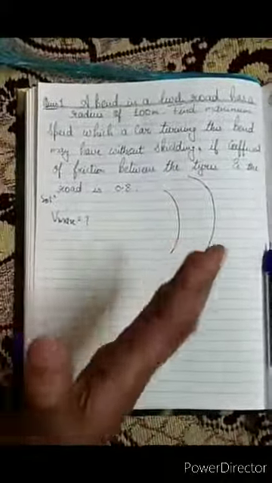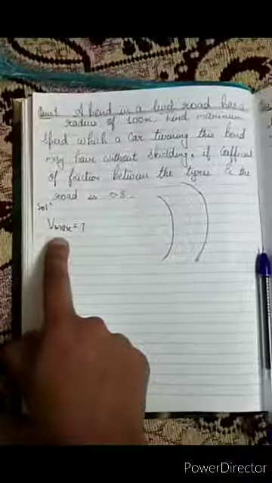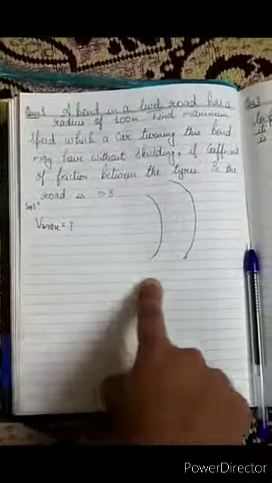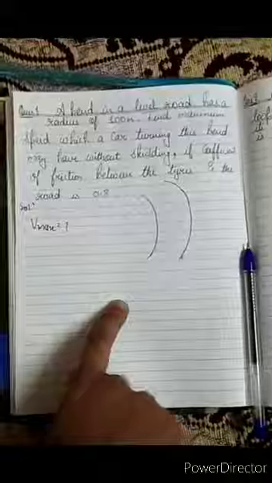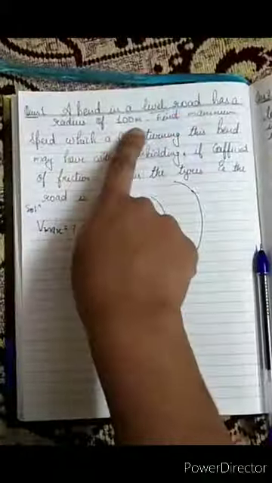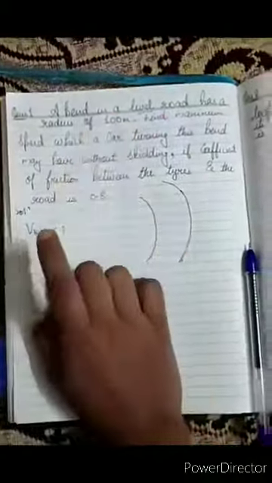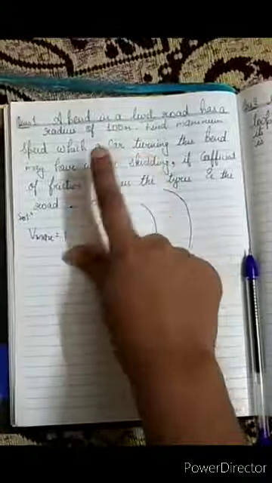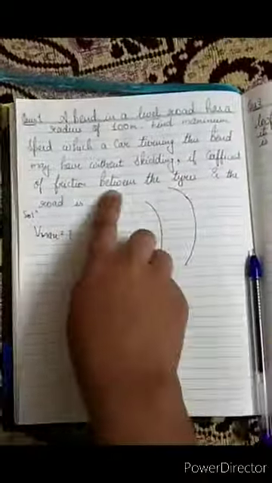Look friends, students, if you want to find V maximum, it means you have to take a large radius. If V is small, V is minimum, it means radius is small. Now they are asking about maximum speed, and they have given that the road has a radius of 100 meter. You want a speed such that the car doesn't skid out. And the coefficient of friction between tires and the road is 0.8, they have given.